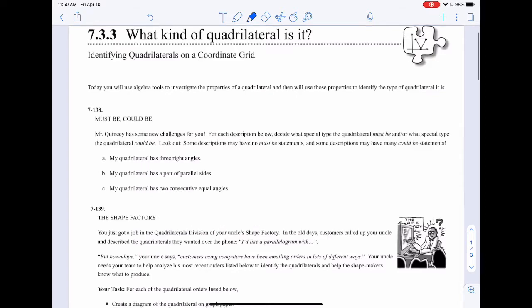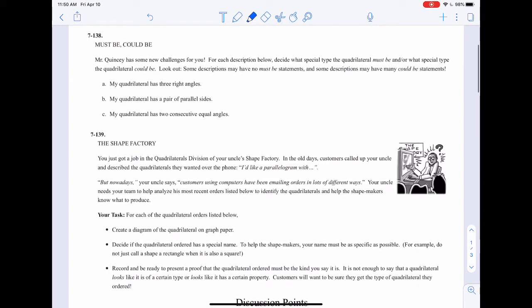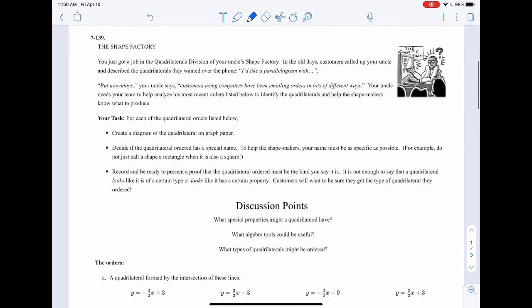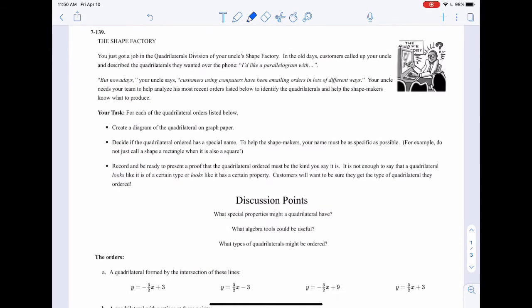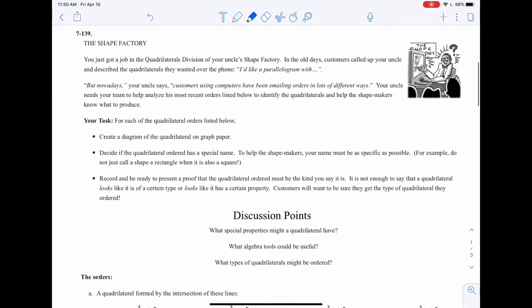We're going to skip problem 138. It's a great problem, but we're going to save that in case your teacher wants to do that when you check in with them. We're going directly to 139, the shape factory. And instead of reading the directions here, we're going to patch you directly into the Shape Factory headquarters where you can meet and hear specifically from the president of the Quadrilaterals division.